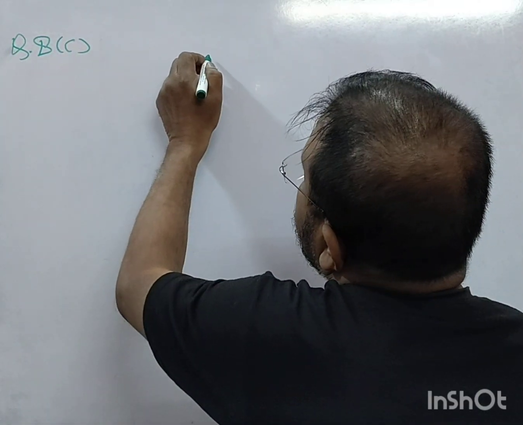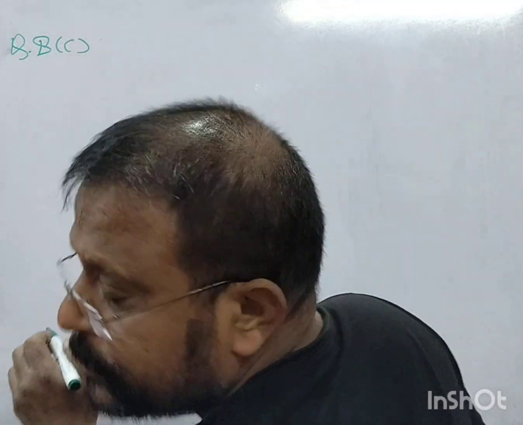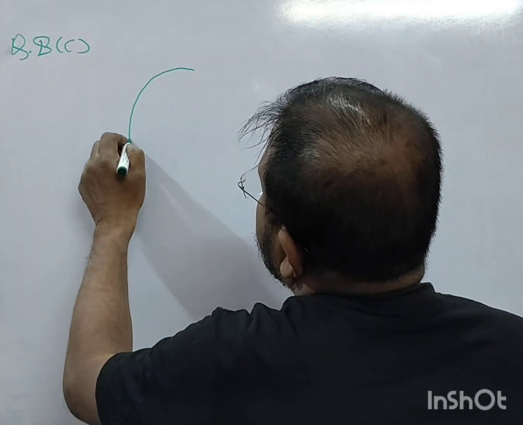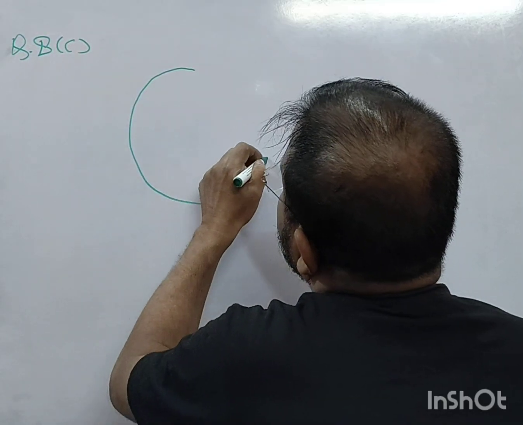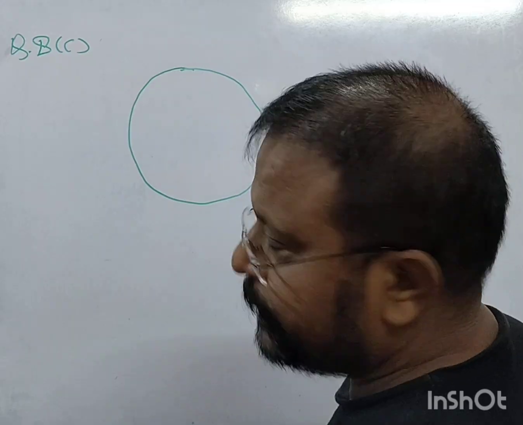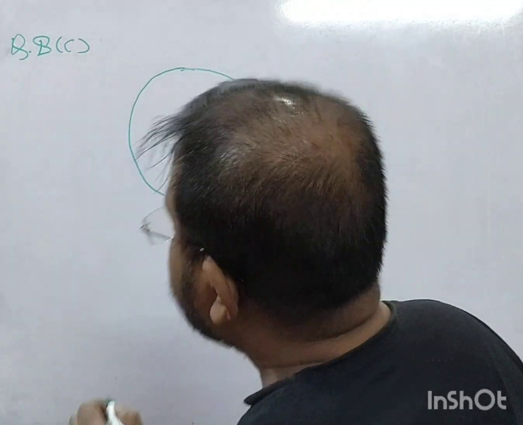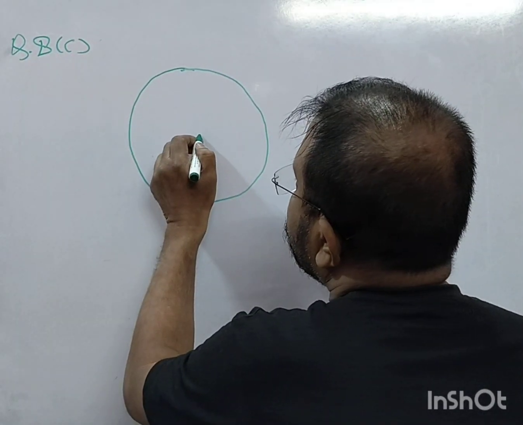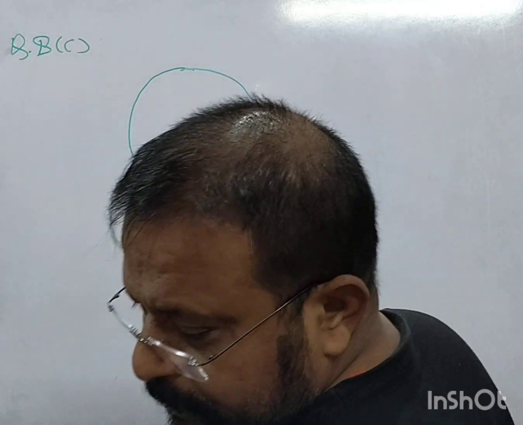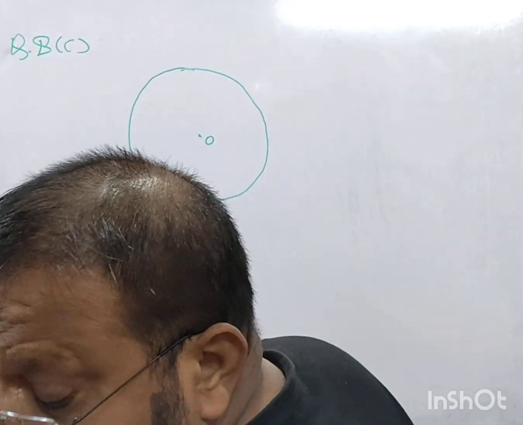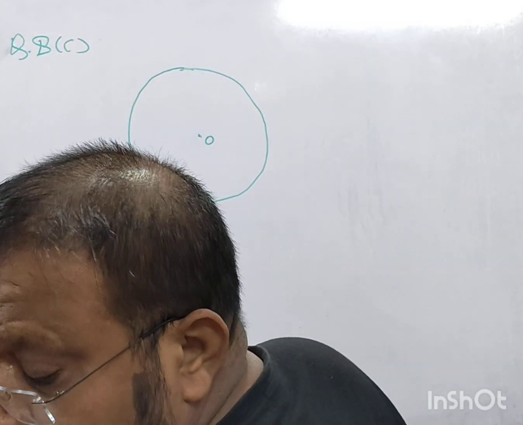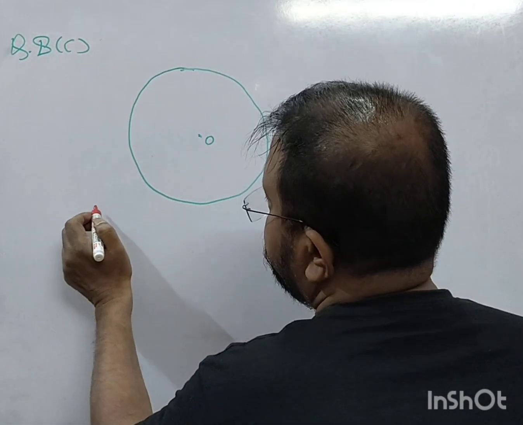There was a circle. Yeah, there was a circle. This is circle, right? This is center. Now, there is a tangent.